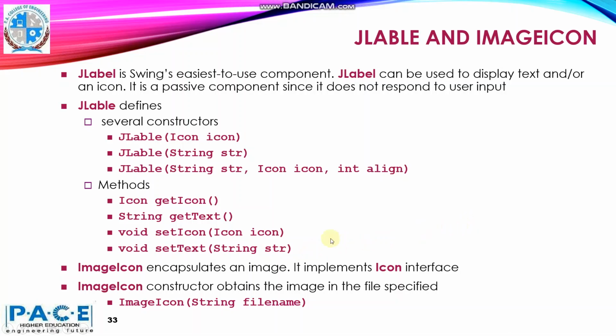The ImageIcon class encapsulates an image. It implements Java's Icon interface. The ImageIcon constructor can obtain the image from the file that is specified as the parameter. So you can specify a file name inside the constructor of the ImageIcon, and it will encapsulate the icon that is in the file.